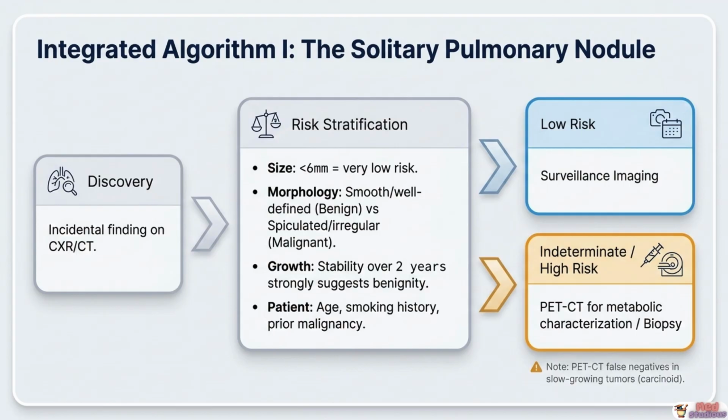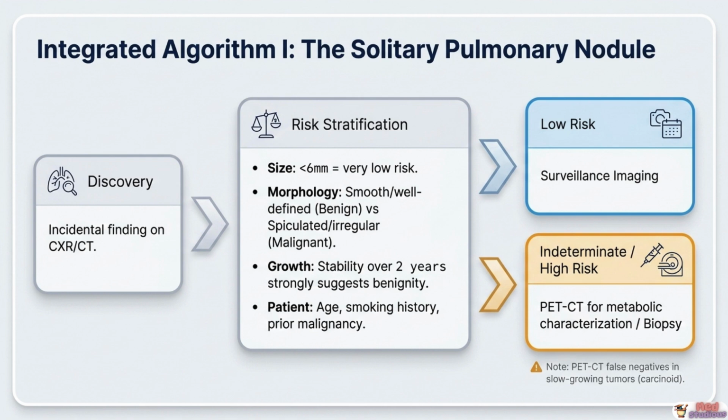The solitary pulmonary nodule represents one of the most frequently tested integrated diagnostic algorithms in respiratory medicine, beginning with an incidental discovery on chest X-ray or CT. Risk stratification then proceeds across 4 parameters. Size matters significantly. A nodule under 6 millimeters carries very low malignancy risk. Morphology is equally important. A smooth, well-defined border favors a benign process, while a spiculated, irregular border favors malignancy.